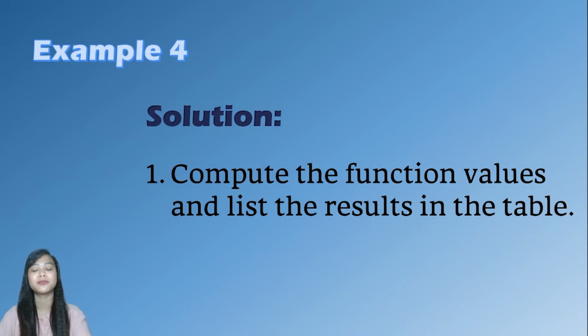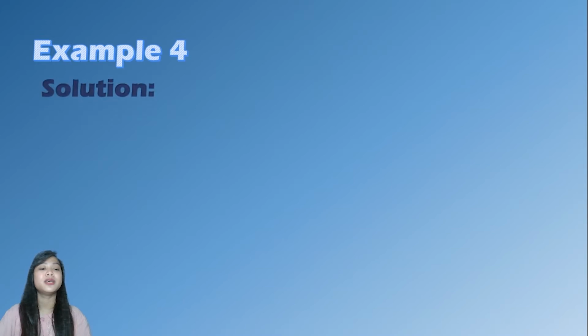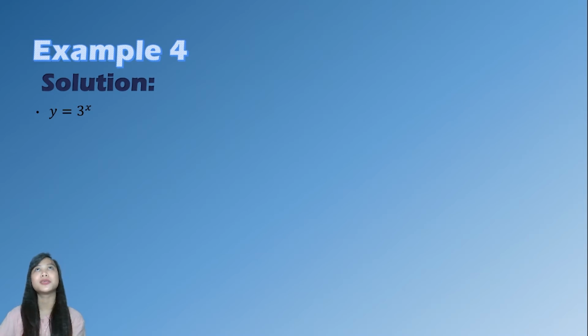So what are those function values? So we have the domain and the range. So let's compute, then write it in the table. So solution for our first function, we have y equals 3 raised to x. So let's substitute values for your domain, all the real numbers, because it's in the form of f of x equals b raised to x. So your domain is the set of real numbers.